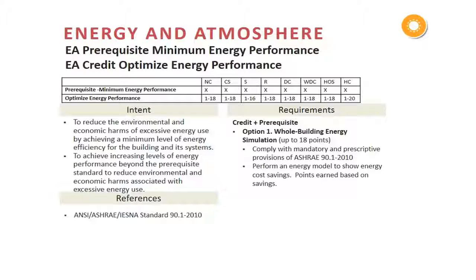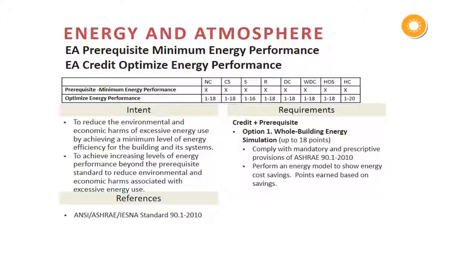Now the reference standard here, certainly for this option that we'll talk about in a second, is the ASHRAE standard 90.1-2010. This is a hugely important standard within LEED as it defines the minimum energy efficiency requirements for projects. Now with option 1 here, it satisfies both the credit and the prerequisite. And this is an energy model, and it's worth up to the full 18 points available to the project.